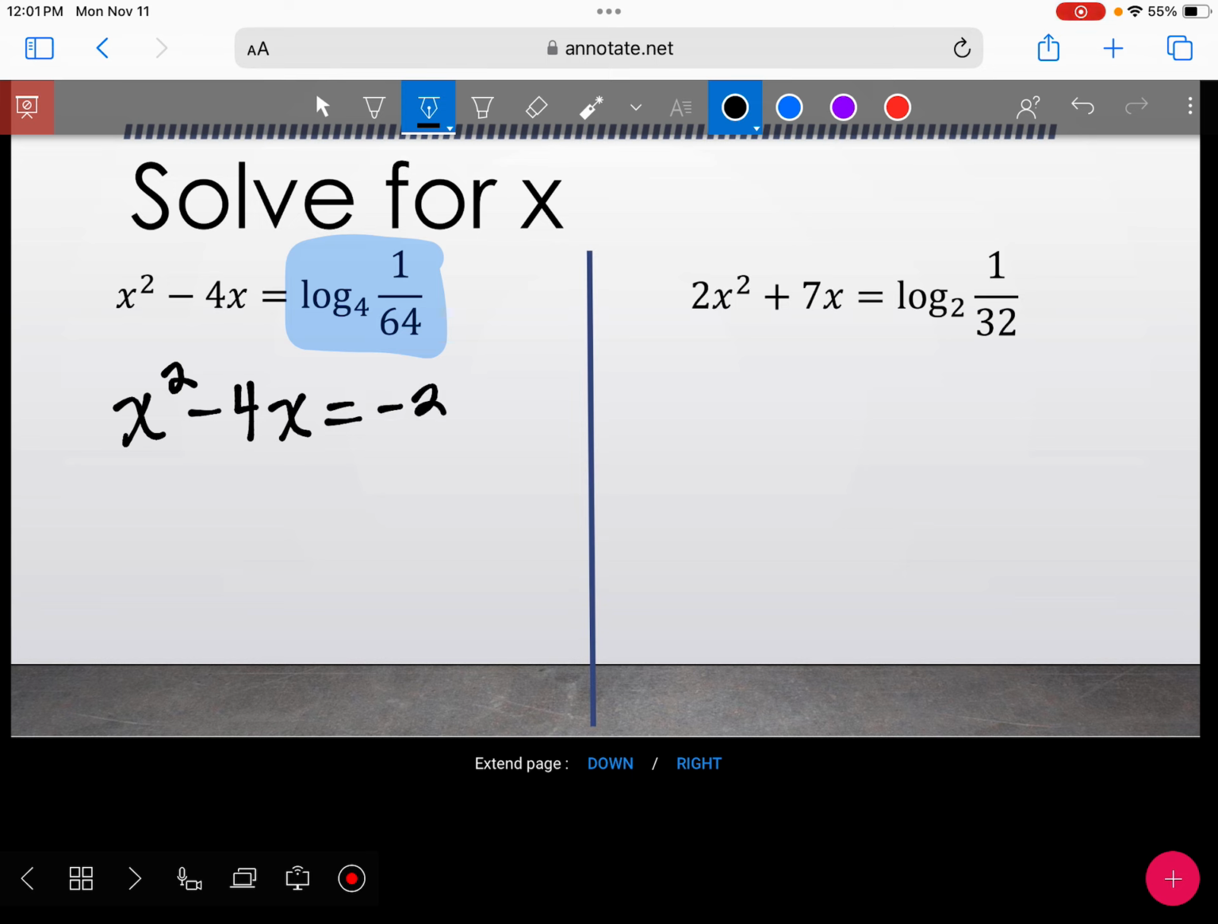Okay. So now what do we have to do? Set that equal to, it's a quadratic, so we have to set it equal to 0. And now go ahead and factor that down.